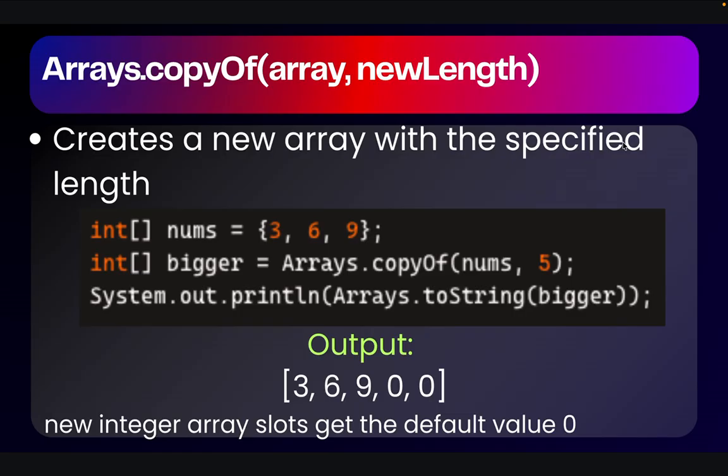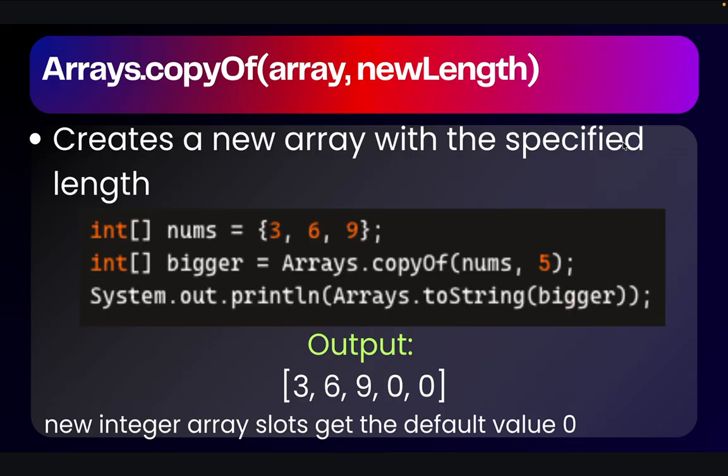So another method you have is the copyOf method. This is going to be used when you want to copy or create a new array with a specified length. So taking a look at this code, we see we have that nums array again with 3, 6, and 9. So it has a length of 3 currently.